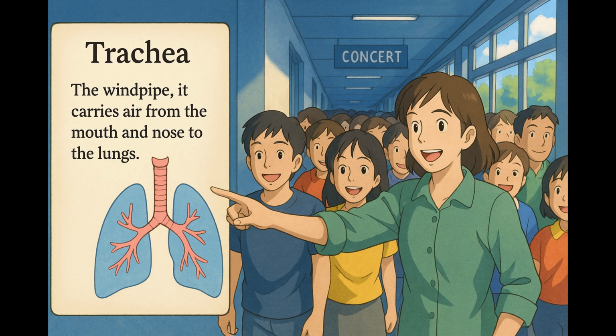Just like that hallway directs people from one place to another efficiently, the trachea functions as a crucial passageway directing air from the mouth and nose to the lungs. In this analogy, the hallway is the trachea, the people are the air, and the concert venue represents the lungs, highlighting how the trachea acts as the essential conduit for air travel in the respiratory system.